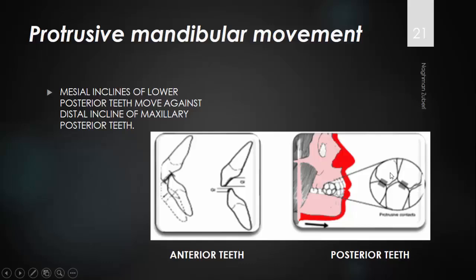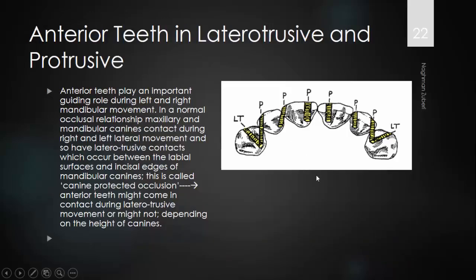Now, anterior teeth in laterotrusive and protrusive. Anterior teeth play an important guiding role during left and right mandibular movement. In a normal occlusal relationship, maxillary and mandibular canines contact during right and left lateral movements, and so have laterotrusive contacts, which occur between the labial surfaces and incisal edges of mandibular canines. This is known as canine protected occlusion.